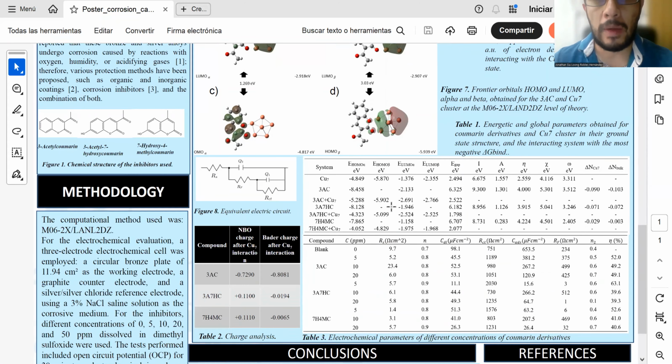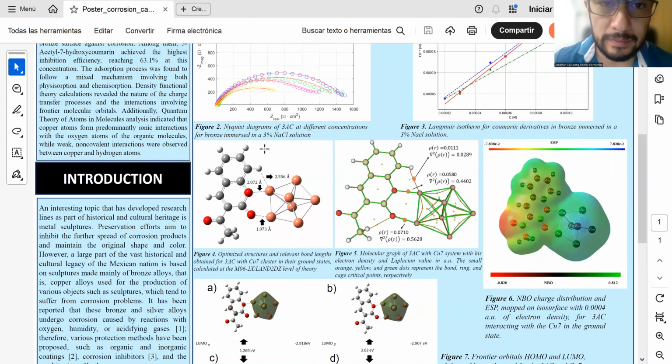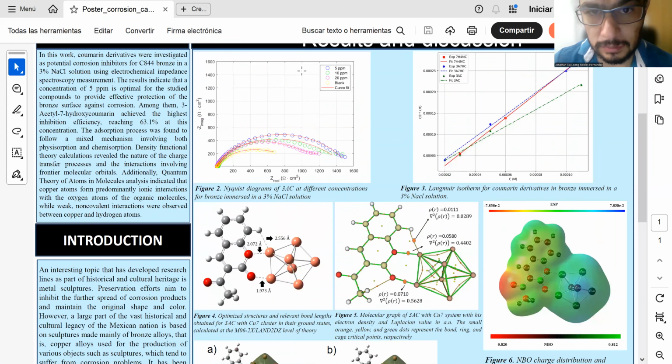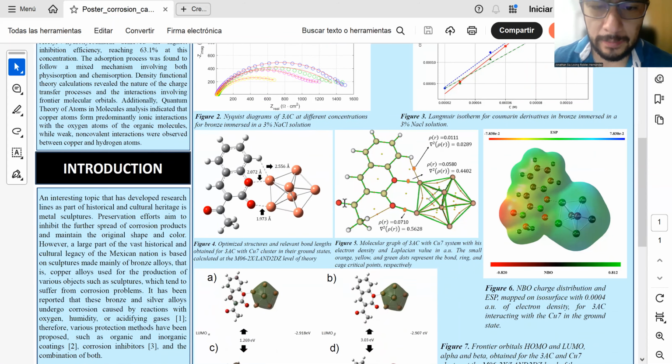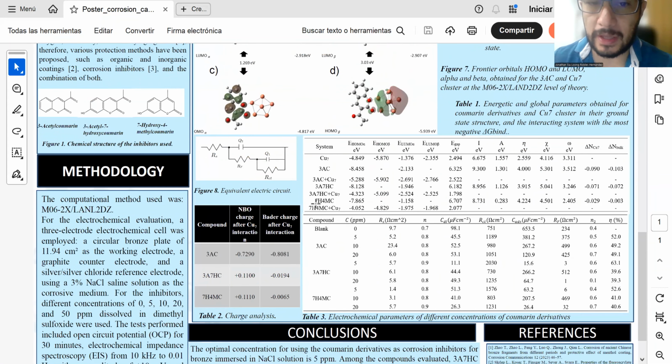Okay, well, to obtain the mathematical model, we use figure 8, that is the equivalent electric circuit, to obtain the curve that fits the curves of the Nyquist diagram circumference. Okay, and well, finally, we have 3 different tables.